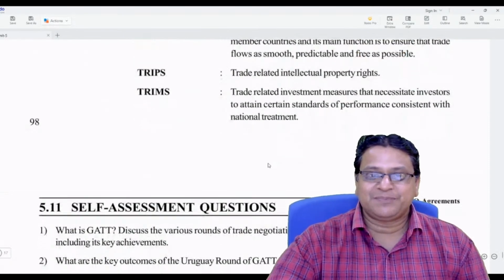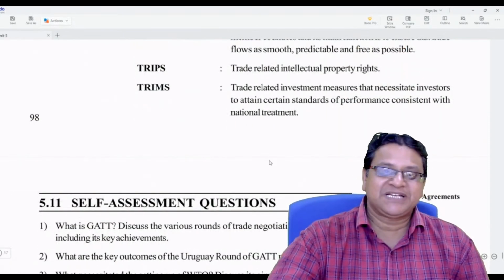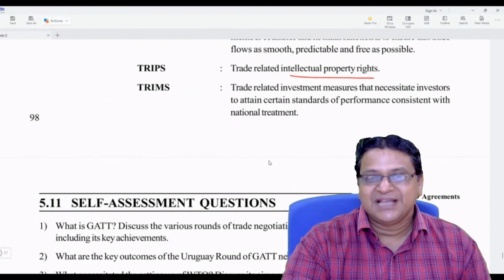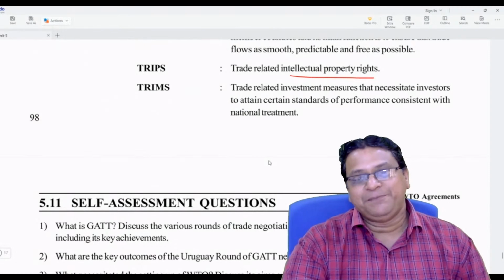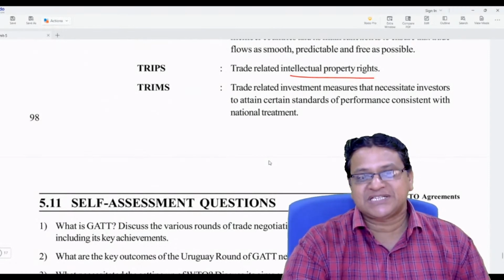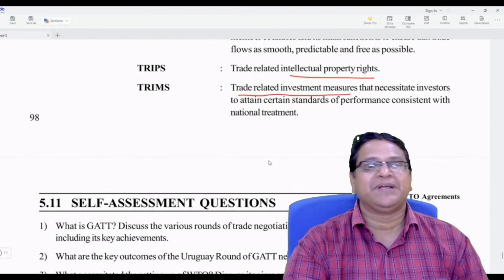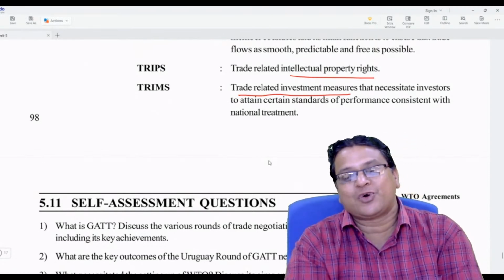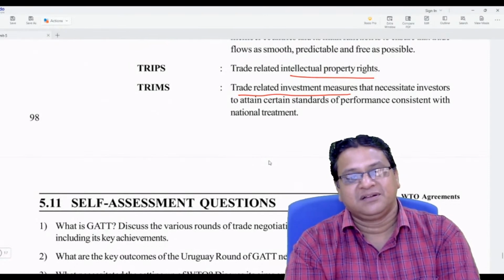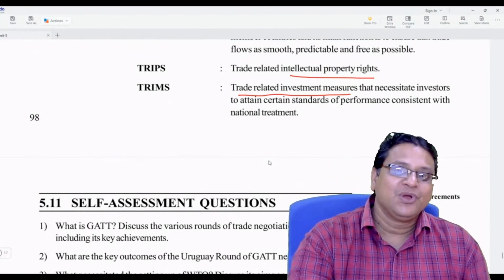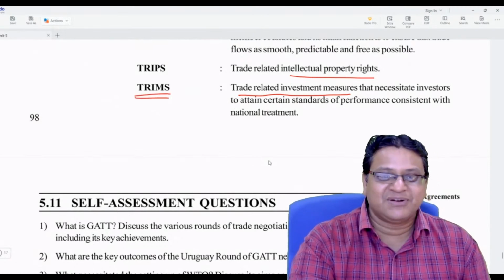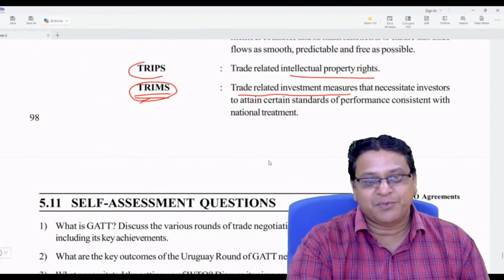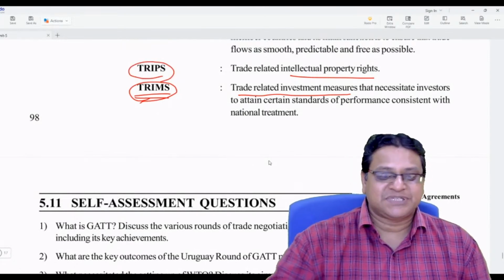And there are the concepts TRIPS and TRIMS. TRIPS means trade related intellectual property rights. It's an agreement related to IPR. TRIMS means trade related investment measures. It's an agreement related to international cross-border investment. The rules and regulations related to cross-border investments are mentioned in the TRIMS agreement. The rules and regulations related to intellectual property rights are mentioned in the TRIPS agreement.